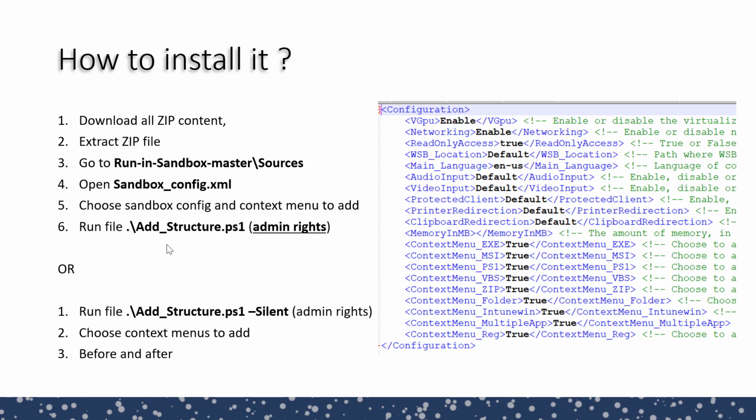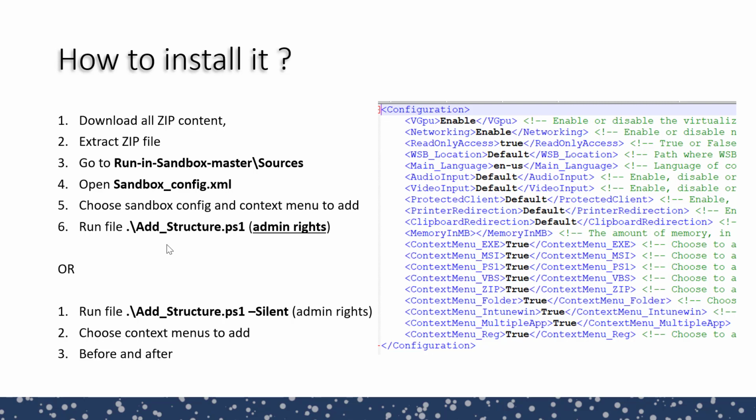It's pretty simple. Go to the GitHub link, download the zip file, extract the zip file, go to RunInSandbox master source, choose the sandbox config XML file, and choose the options to configure for Windows Sandbox. You have the default Windows Sandbox options, networking, audio input, etc., and the context menu to add on your host computer. If you want to add a context menu for EXE, MSI, PS1, VBS, REG, MSIX, ISO, etc.